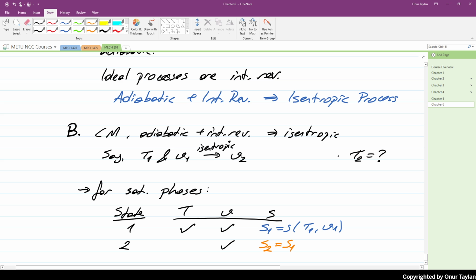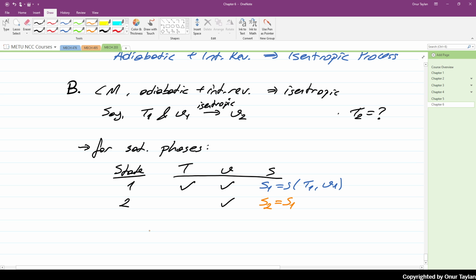Now you know specific volume and S. So these are two independent intensive properties. Using these two, then you can find the temperature. So you can find T2 as a function of V2 and S2.